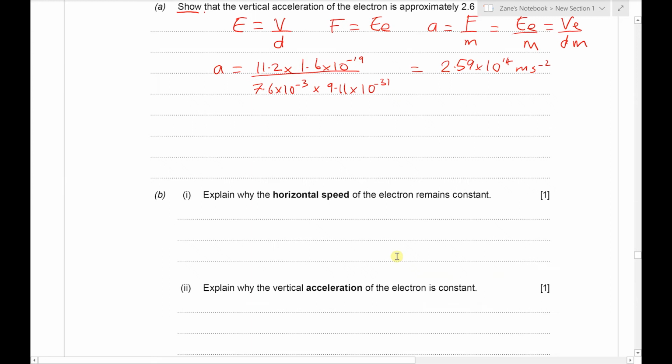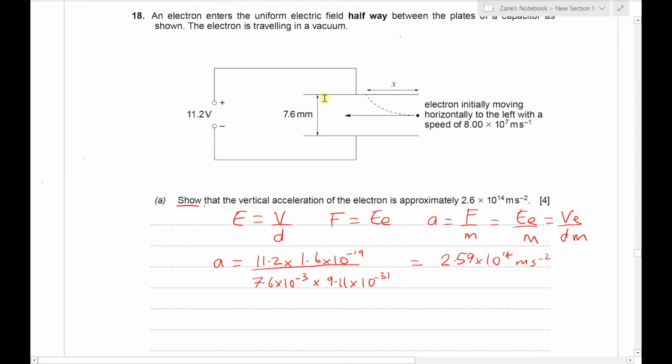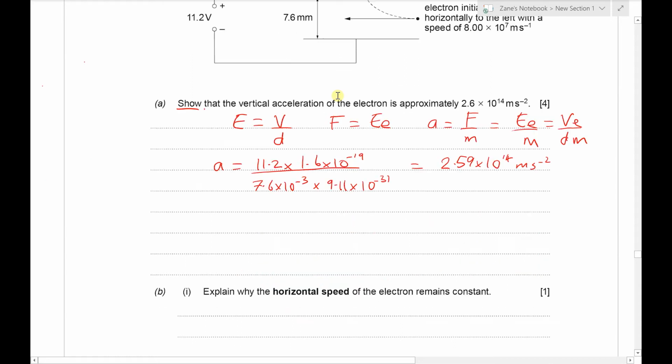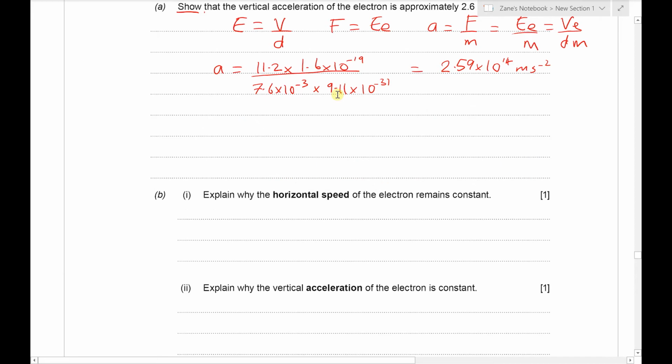For the next part of the question, we've got to explain why the horizontal speed of the electron remains constant. Basically, that electric force would be an upward force on the electron, because the electron is negatively charged and is attracted to this positively charged upper plate. And if we have a vertical force, it has zero component in a horizontal direction. So we can simply say here that there are no forces in the horizontal direction, or no forces horizontally.